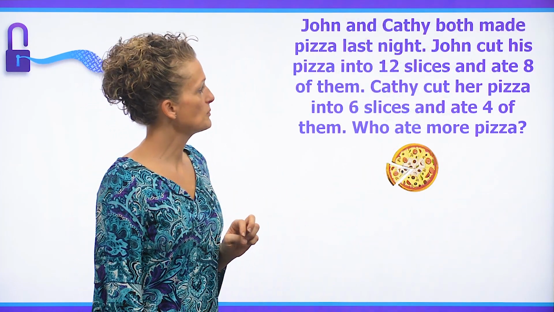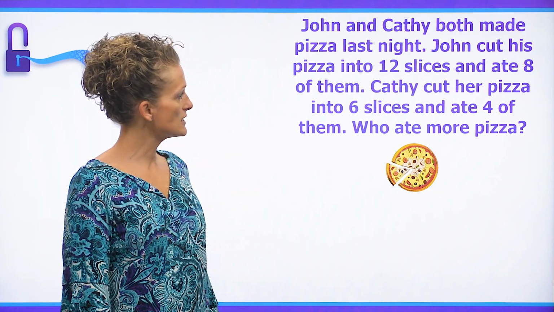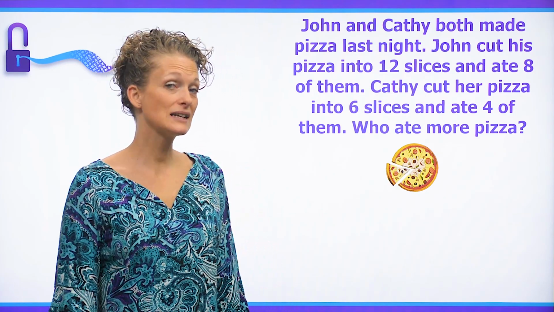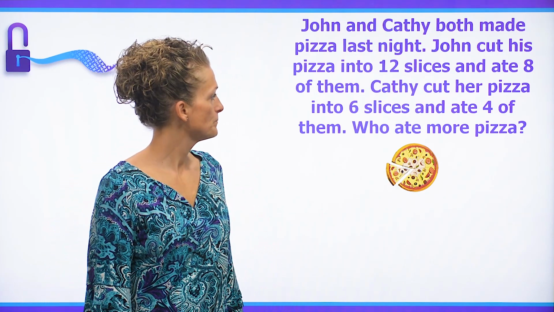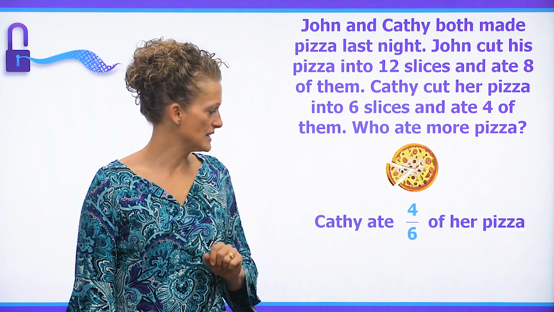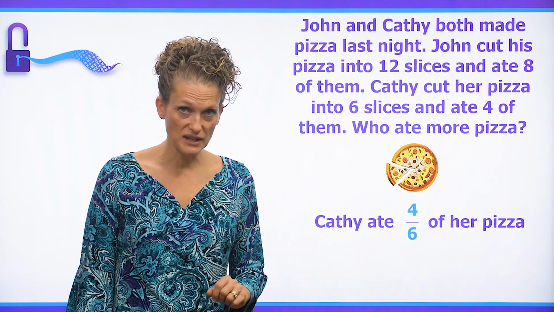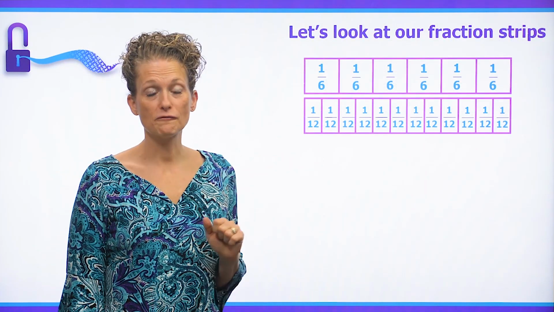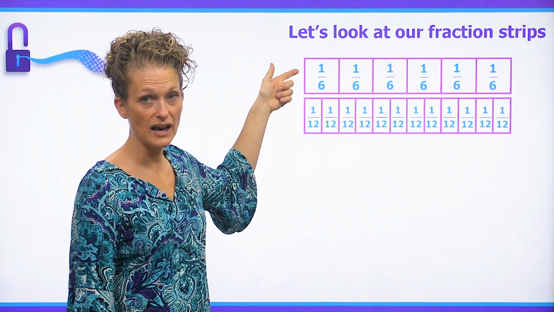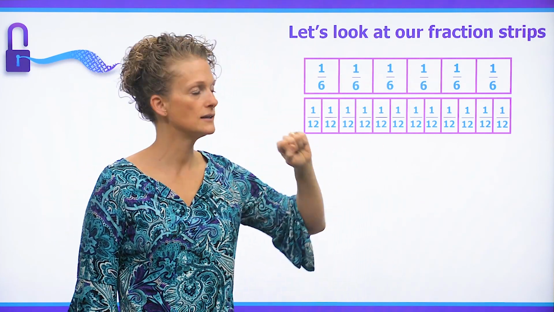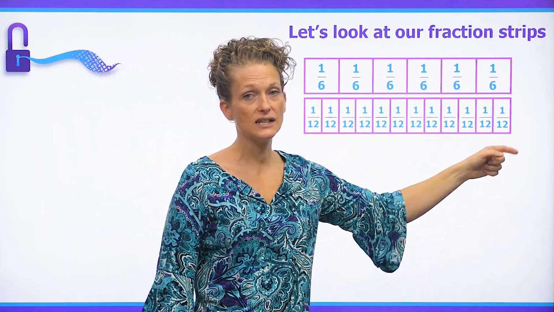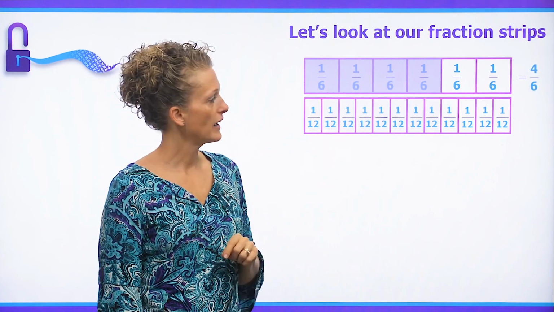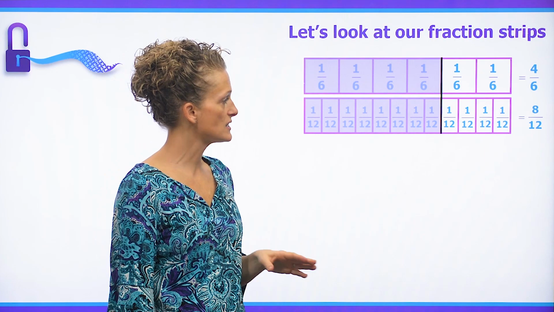Now, John and Kathy both made pizza last night. John cut his pizza into 12 slices and ate 8 of them. Kathy cut her pizza into 6 slices, and she ate 4 of them. Who ate more pizza? All right, so Kathy ate 4/6 of her pizza, and John ate 8/12 of his pizza. So we're going to look at fraction strips. We've got 6 because Kathy divided her pizza into 6 equal pieces, and John divided his into 12 equal pieces. So Kathy, we know, ate 4 of her pieces, and John ate 8 of his pieces.